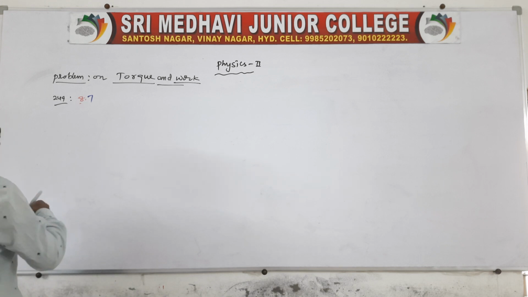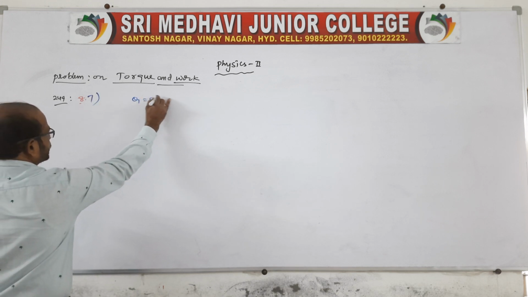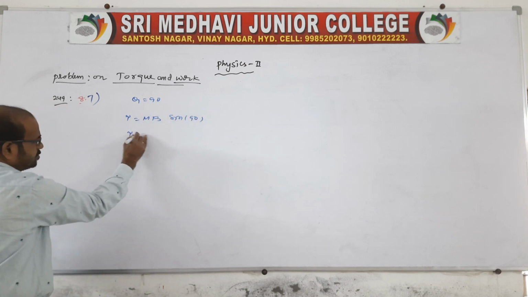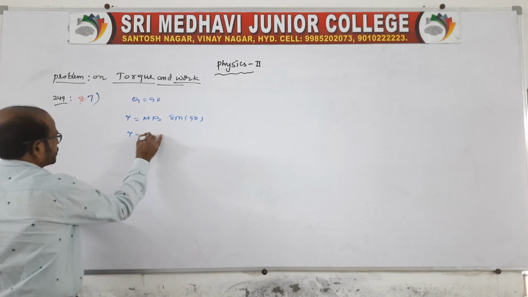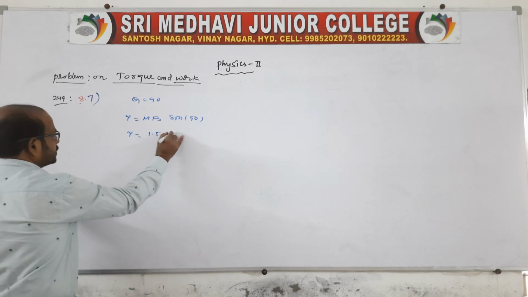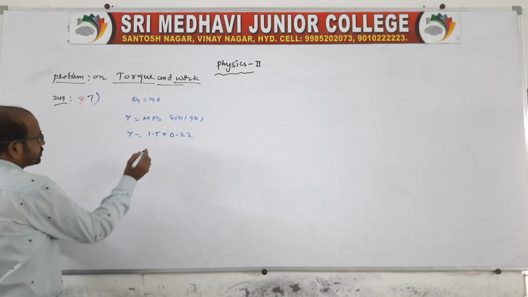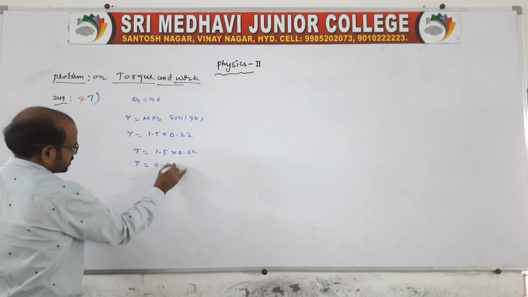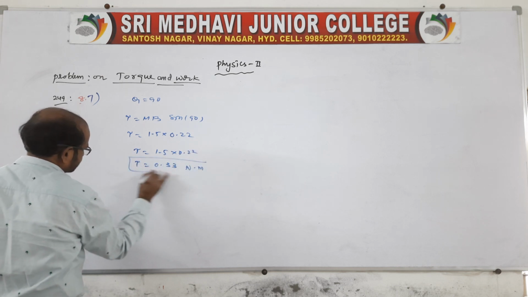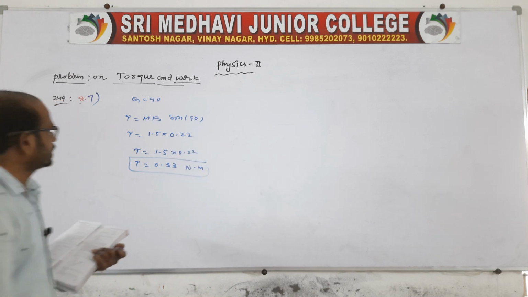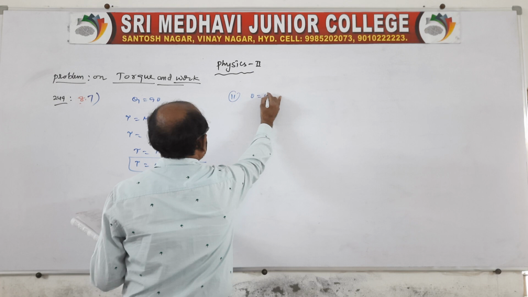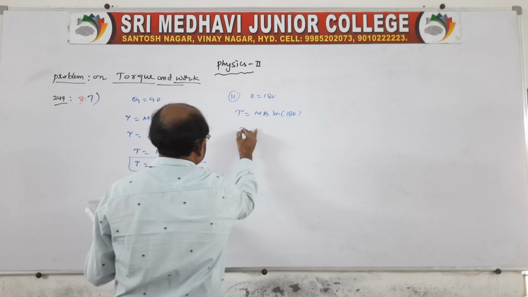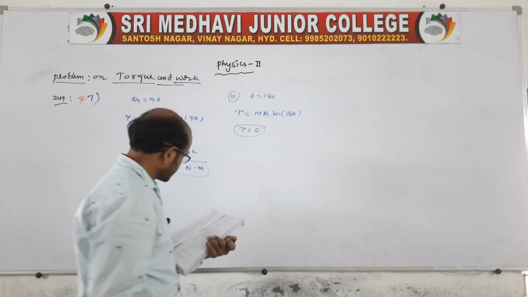Right. First case, you take theta 1 as 90, then torque is equal to MB sin 90. Of course it is maximum. We know M is 1.5 and B is 0.22, so it is 1.5 into 0.22, no? It is approximately 0.33 Newton meter. And the second case, theta is 180, therefore torque is equal to MB into sin 180. Of course it is 0. Torque is 0. Clear?